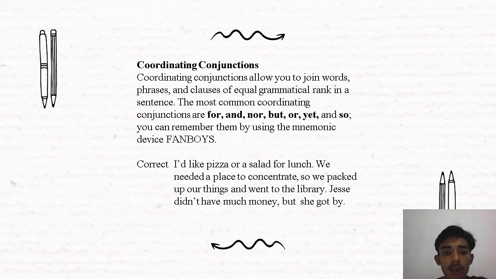Coordinating conjunctions. Coordinating conjunctions allow you to join words, phrases, and clauses of equal grammatical rank in a sentence. The most common coordinating conjunctions are for, and, nor, but, or, yet, and so. You can remember them by using the mnemonic device FANBOYS. Example: Like pizza or salad for lunch, we need a place to concentrate, so we packed up our things and went to the library. Jessie didn't have much money, but she got by.